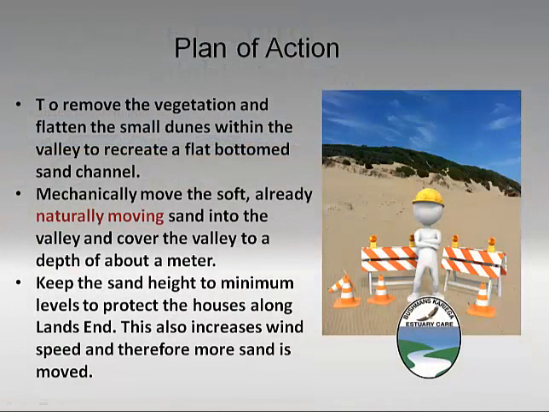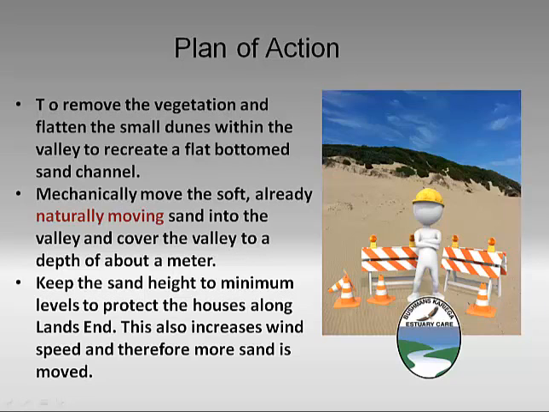Okay, so now plan of action. Our proposal here is to remove all of the vegetation and flatten the small dunes within the valley to recreate a flat bottom sand channel. That is how it used to be historically, and we would like that to be recreated.